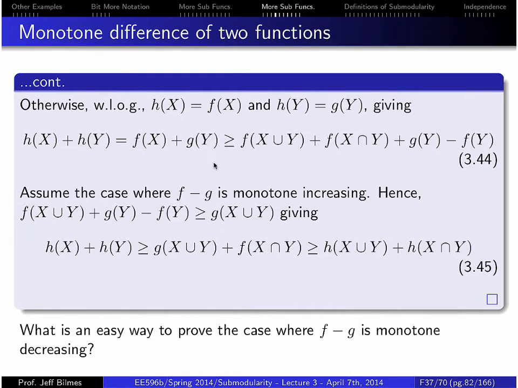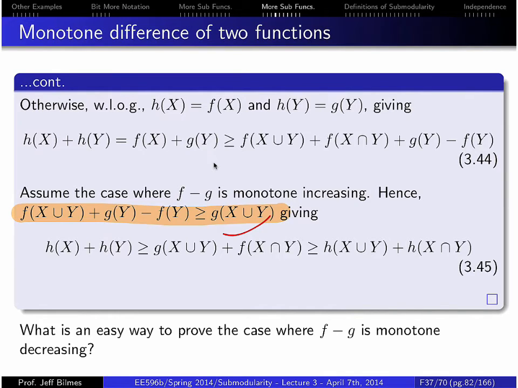But now we're going to use the monotone increasing case. So f minus g is monotone increasing. What that means then, if we move this guy over to the left and this guy over to the right, we're seeing that f of the union minus g of the union is going to be greater than or equal to f(y) minus g(y). That's the monotone increasing property. And then rearranging that, we've got this valuation here.